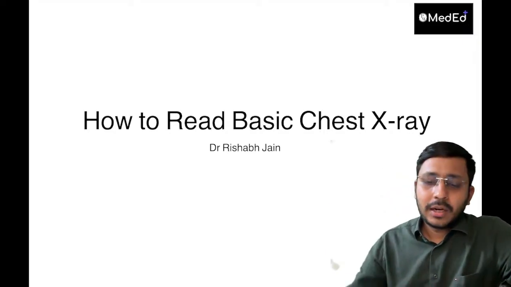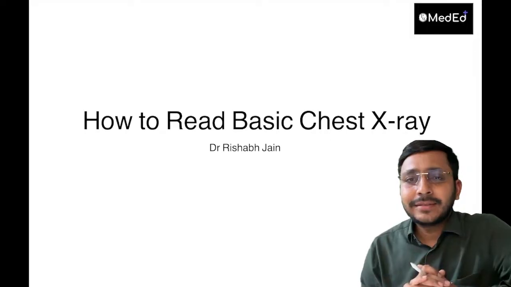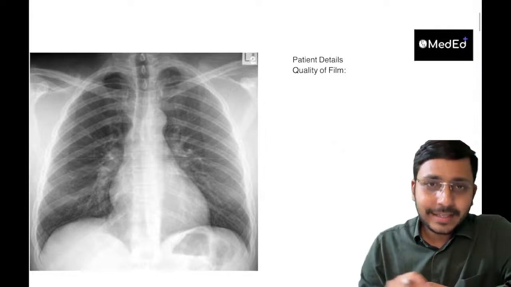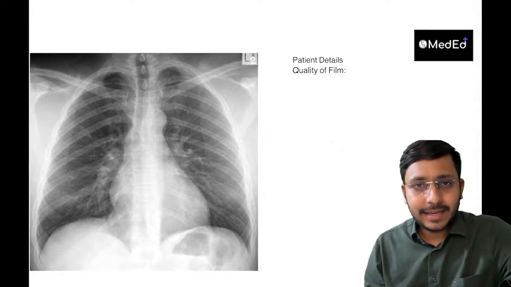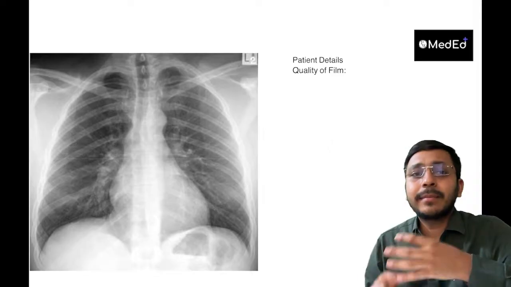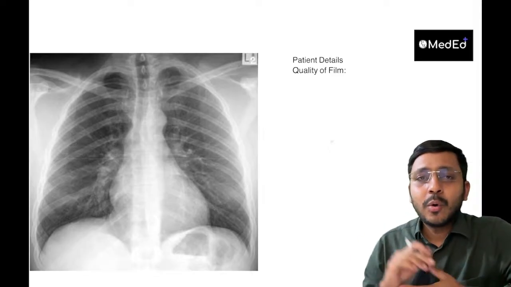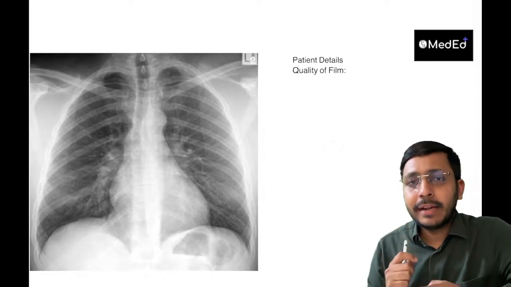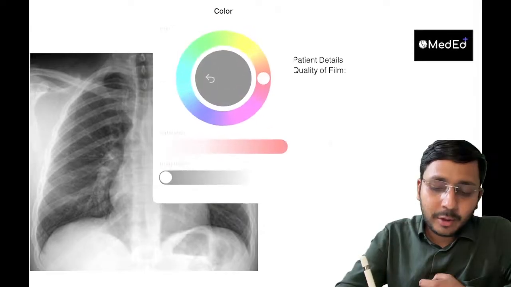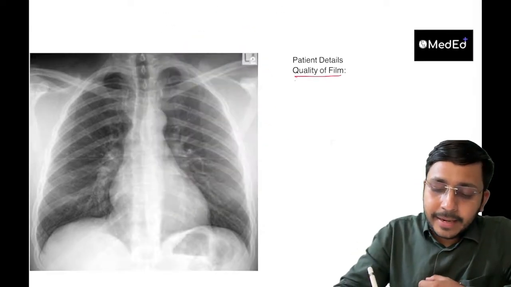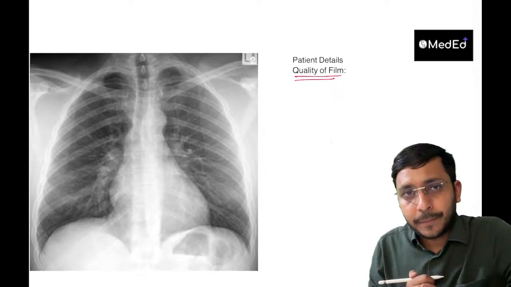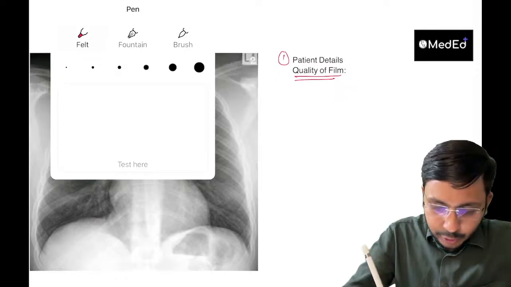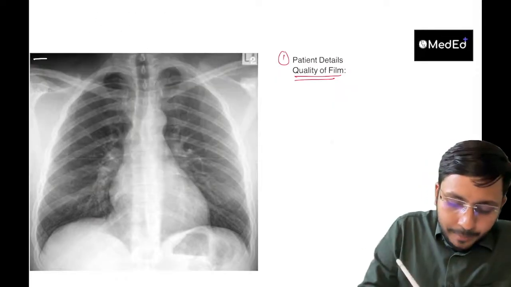So, without further ado, let's start with today's class, how to read a basic chest X-ray. Now, this is a normal chest X-ray that you are given in the exam, and sometimes in real life also, right? Before jumping into the diagnosis, we first have to identify the quality of the film, because quality determines whether we'll be able to interpret this X-ray or not. So the first thing that we see are the patient details. Where are the patient details usually written? They're written on the top hand side right here.